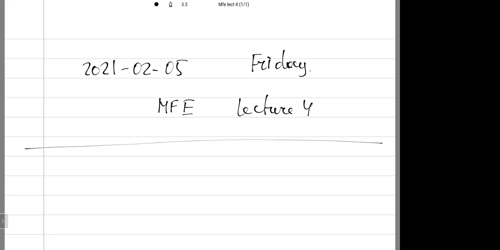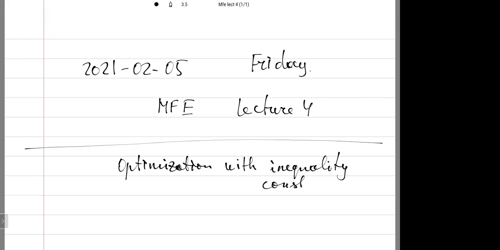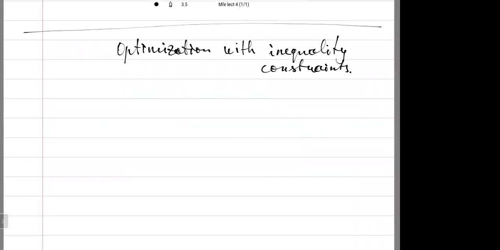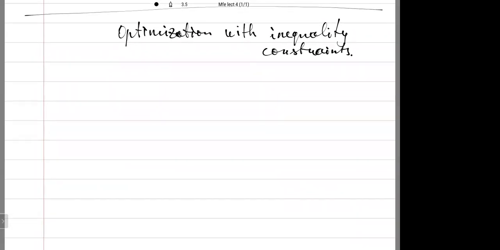Today our plan is the following. We continue with optimization with inequality constraints. And today we will cover two topics: inequality constraints. Basically, we're working on these topics for the third week.